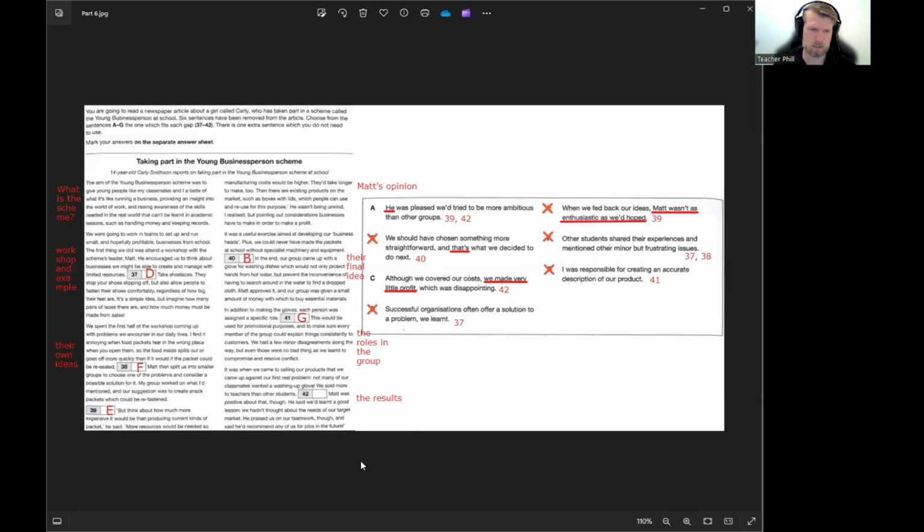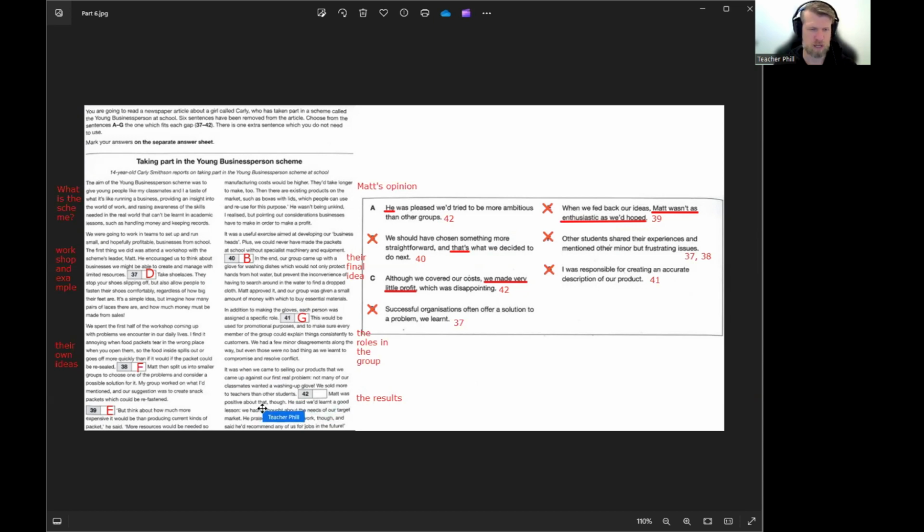Okay, E, and that means again, I can already remove this option from A. So here we are. So now for the last gap, we only have 2 options remaining, A and C. So let's have a look at that as well. It was when we came to selling our products that we came up against our first real problem. Not many of our classmates wanted a washing up glove. We sold more to teachers than other students.